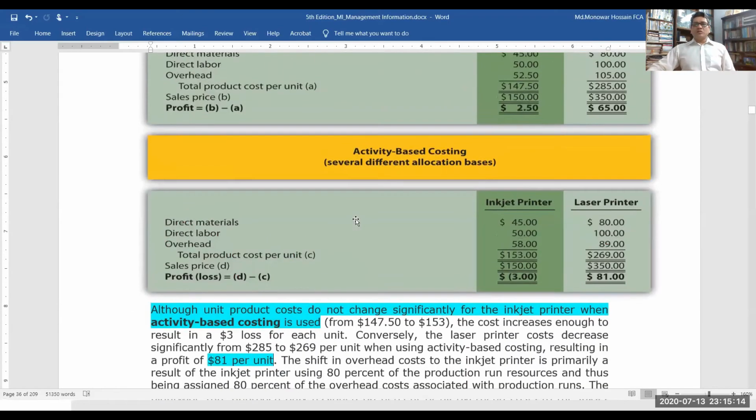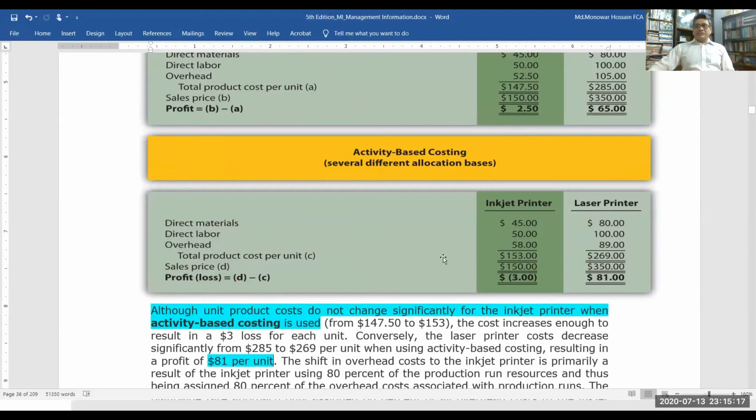So this way, based on the activities, with this activity-based costing, if the company shifted or increased their selling price from 150 to more, then the inkjet printer will make a profit. So I have to determine the selling price after getting this scenario.